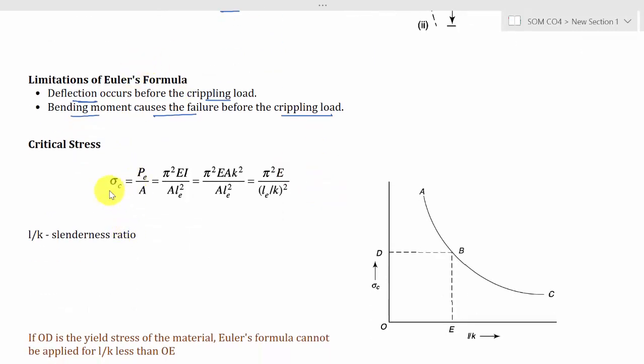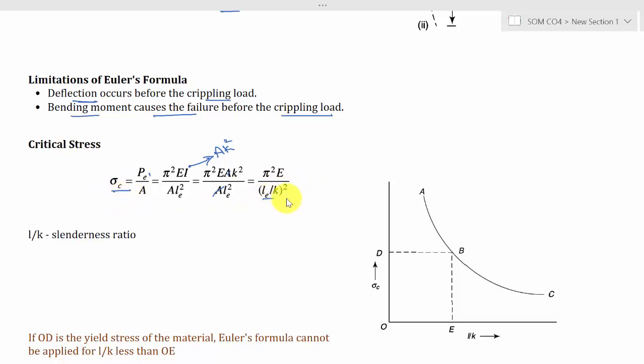So this is the equation for critical stress. Sigma C is equal to load by area. So stress is equal to load by area. Here the load is the crippling load. So PE, as we discussed earlier, is pi square EI divided by LE square, and this I can be written as A into K square, that is area times the radius of gyration squared. A will get cancelled and I am going to bring the K here. So I will get pi square E divided by (LE divided by K) the whole square. Okay, so this is the equation for critical stress.